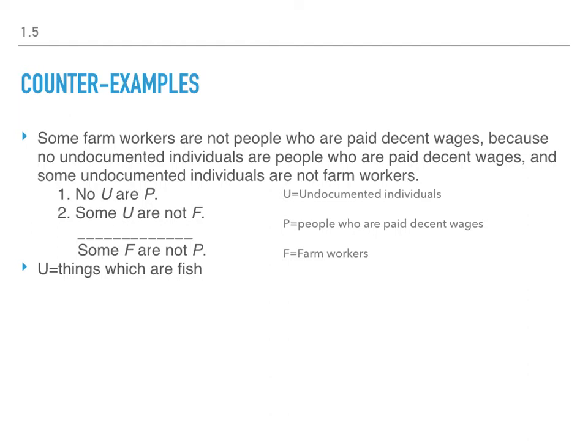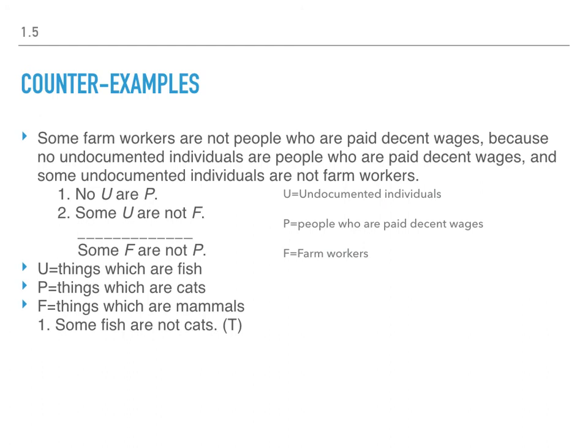There are always infinite counterexamples out there. This is just one. So let's let U stand for things which are fish, and let P stand for things which are cats, so that the first sentence says that no fish are cats. Okay, so that's fantastic. Now let's let F stand for things which are mammals. Now substituting those into the argument form, producing a new substitution instance. Some fish are not cats. I see I have reversed the order of these premises here. No matter, it's the same.